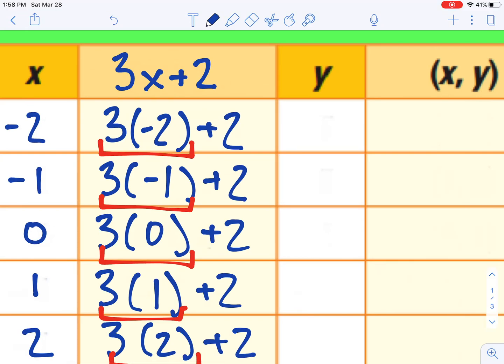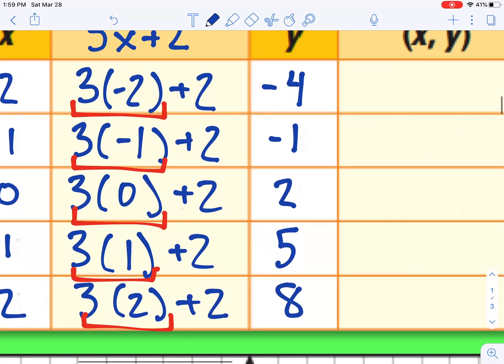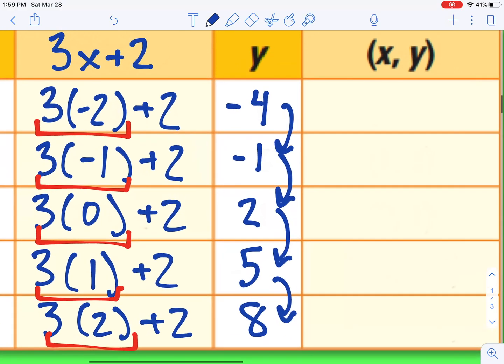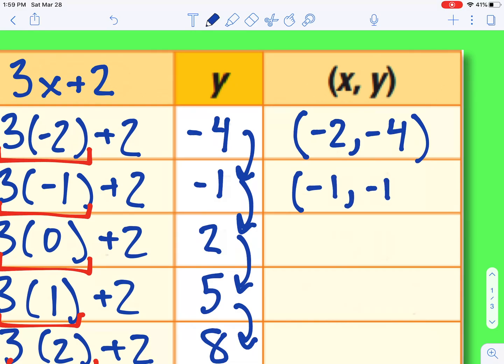So 3 times negative 2 is negative 6, negative 6 plus 2 is negative 4. 3 times negative 1 is negative 3, plus 2 is negative 1. 3 times 0 is 0, plus 2 is 2. 3 times 1 is 3, plus 2 is 5. 3 times 2 is 6, plus 2 is 8. You will notice that there is a pattern on each one of these. So now I can take my x and my y values and create my ordered pairs. I'm just pulling these right from the table.